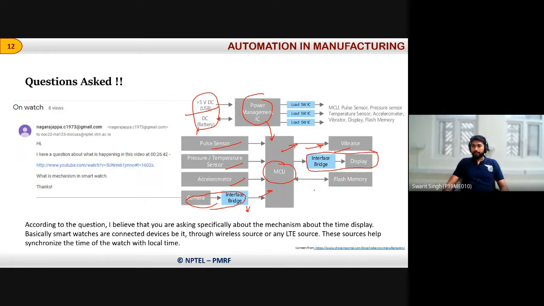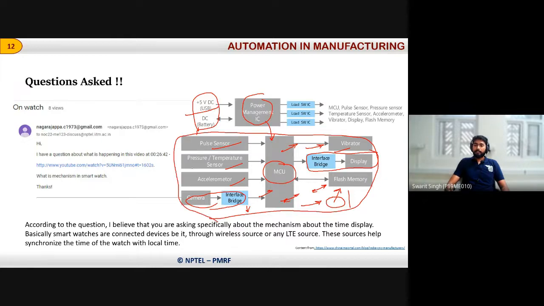And then there is flash memory. This flash memory is used to store instructions. Suppose we are doing our workout, so we start the timer for the workout. At the end of the workout, we see the summary, right? Summary in terms of our breath rate, heart rate, up to what time we have done the exercise, what was the speed, what was the average speed, and all these things. All this information is stored in the flash memory. So this is the complete list of components in any smartwatch.